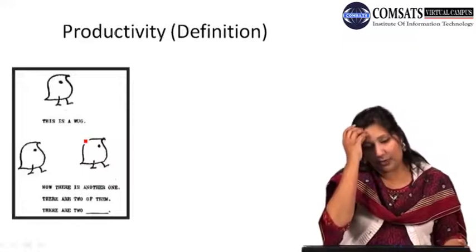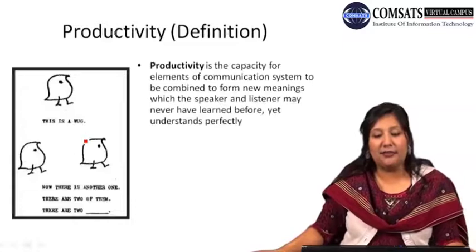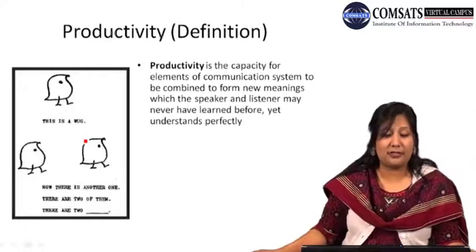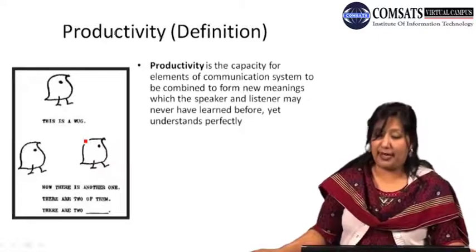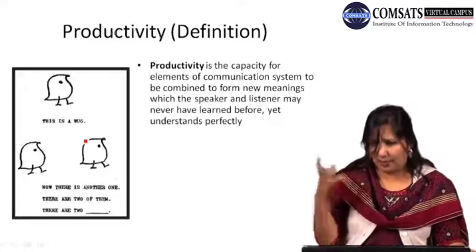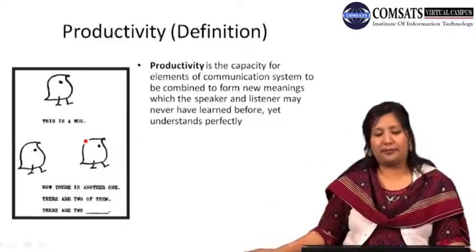The second quality is that of productivity. Productivity is the capacity for the elements of a communication system to be combined to form new meanings which the speaker and the listener may not have learned before, yet understand perfectly. Actually, productivity is related to producing something.